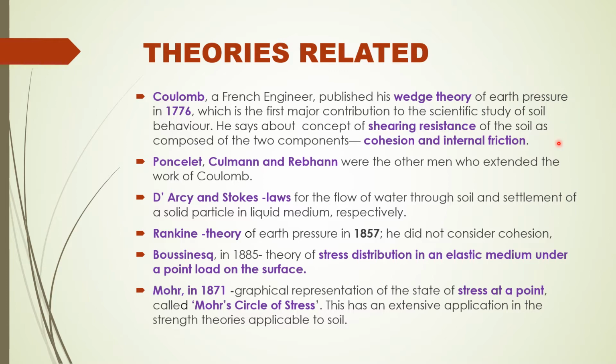Next, Poncelet, Culmann and Rebhann were the other men who extended the work of Coulomb. Darcy and Stokes gave laws for the flow of water through soil and settlement of solid particles in a liquid medium respectively. Rankine gave his theory of earth pressure in 1857, in which he did not consider cohesion. Boussinesq in 1885 gave the theory of stress distribution in an elastic medium under a point load on the surface. Mohr in 1871 gave the graphical representation of the state of stress at a point, called Mohr's circle of stress. This has an extensive application in the strength theories applicable to soil.